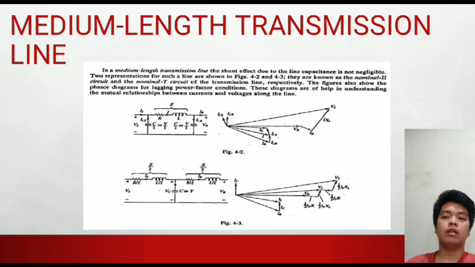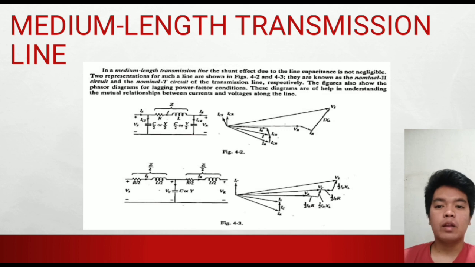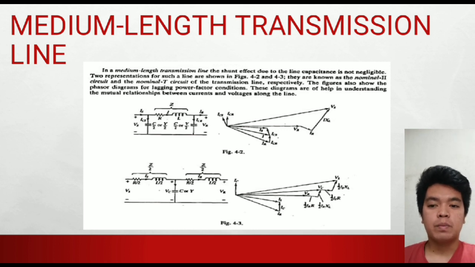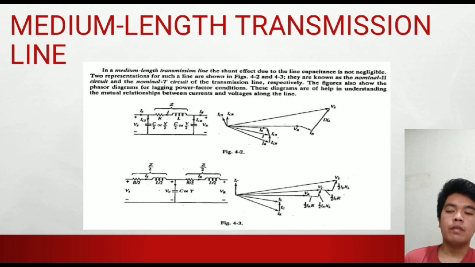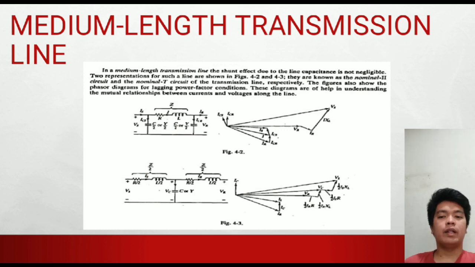Nominal pi model of a medium transmission line. In the nominal pi model of a medium transmission line, the series impedance of the line is concentrated at the center and half of each capacitance is placed at either end of the line. In the nominal pi method, the shunt capacitance of each line, i.e. phase to neutral, is divided into two equal parts. One part is lumped at the sending end while the other is lumped at the receiving end.